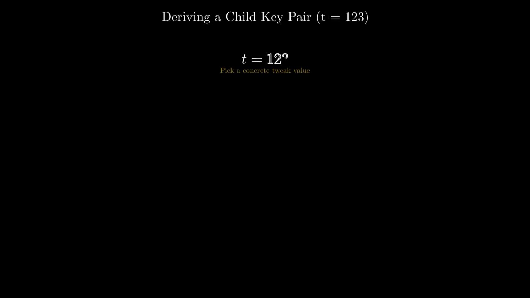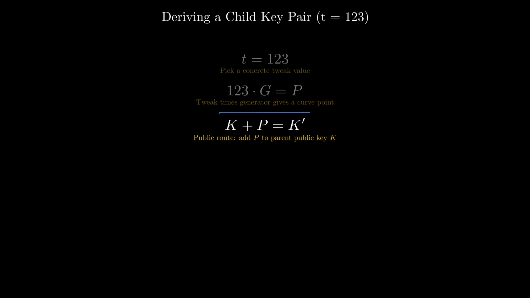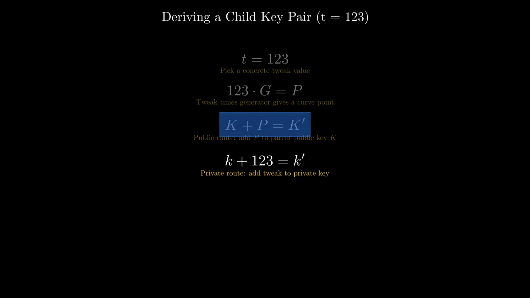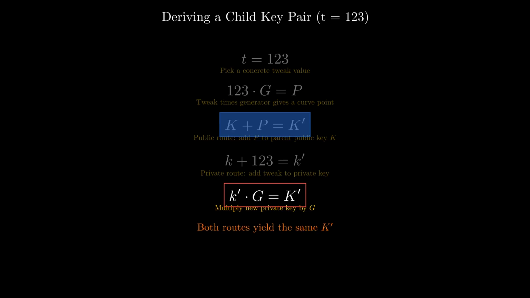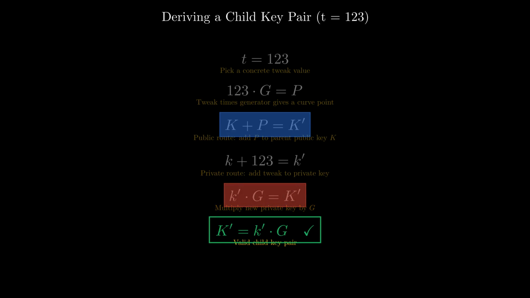Let's make this concrete. Pick a tweak equal to 123. First, compute 123 times G, the public curve generator point. Add that result to the public key K, you get a new public key K prime. Now separately, take the private key little k, add the number 123 to it, and multiply the sum by G. You land on the exact same K prime, because K prime equals k prime times G, where k prime is simply k plus 123. This is a valid key pair. A real private key secures a real public key. We just generated a child key pair using only addition.